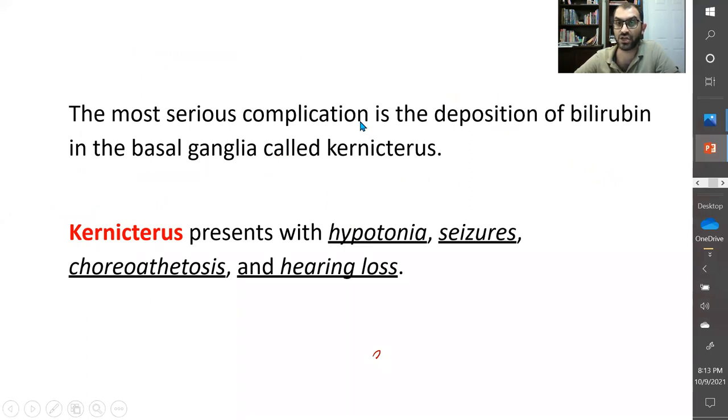The most serious complication is the deposition of bilirubin in the basal ganglia, called kernicterus. Kernicterus can end up with hypotonia, seizure, opisthotonus and choreoathetosis, hearing loss, mental retardation. Kernicterus is severe. Exchange transfusion right away.